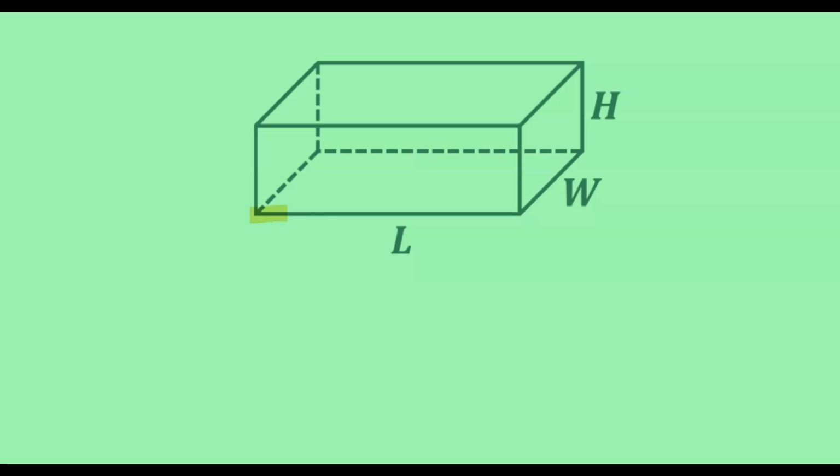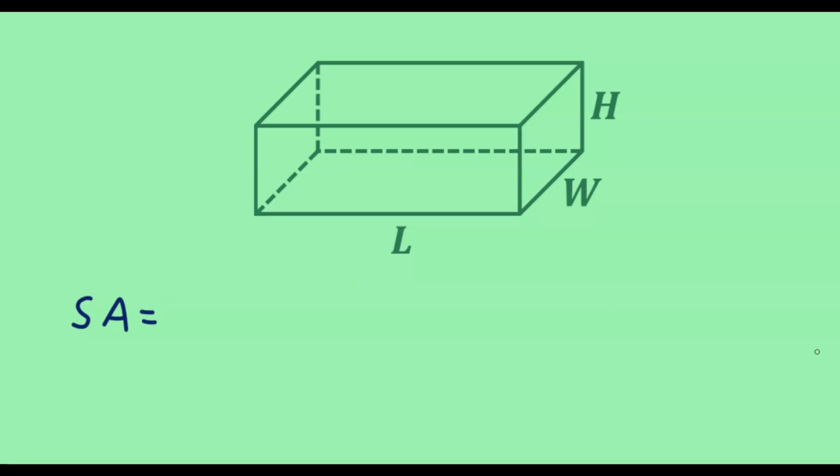This means that the length of this edge of the rectangular prism is L, the length of this edge is W, and the length of this edge is H. Now what we want to determine is the surface area of this rectangular prism. That is, we want to determine the total area of the surface of the rectangular prism. How do we do that? We do that by finding the sum of the areas of all of the faces of the rectangular prism. So let's do that. We want to determine the formula for the surface area of the rectangular prism.